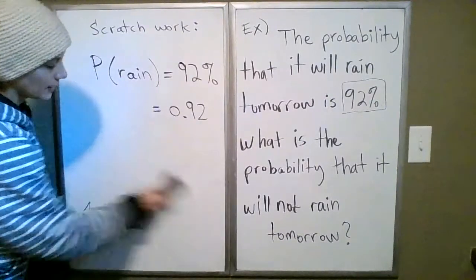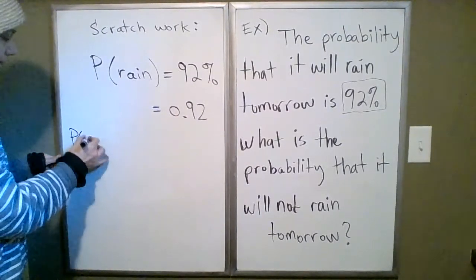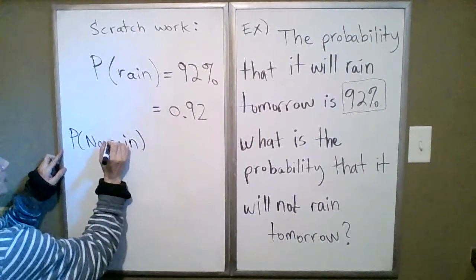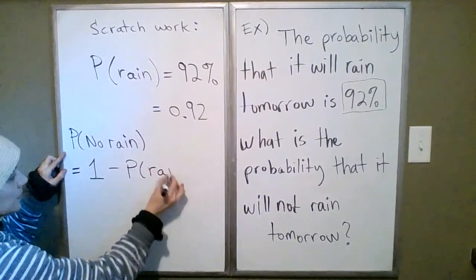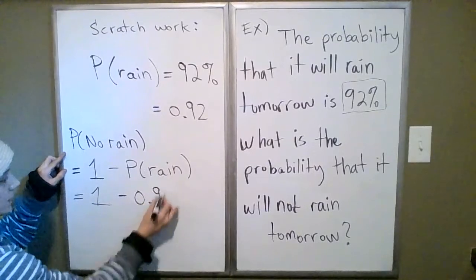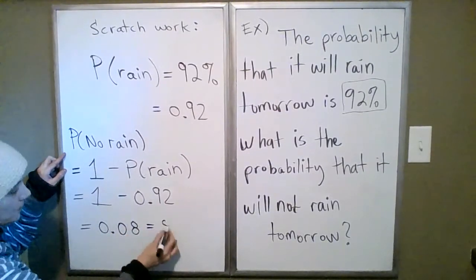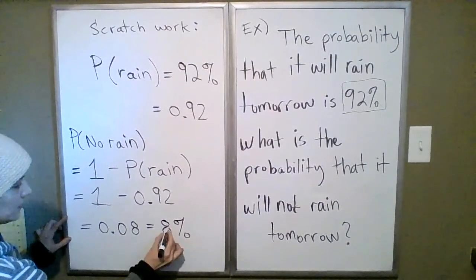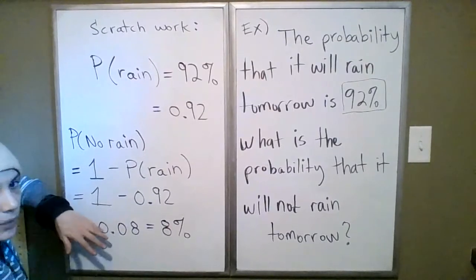And then we want to find the probability of the opposite event, which would be no rain. And use the complement rule. 1 subtract the probability that there is rain. Subtract the 0.92. And that is 0.08 or 8%. So there's a 92% chance of rain, 8% chance of no rain.